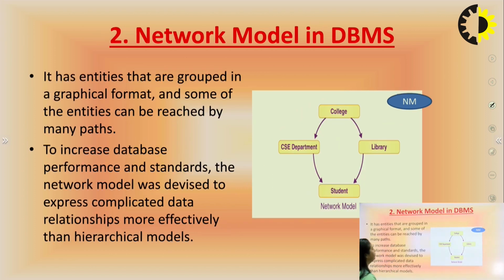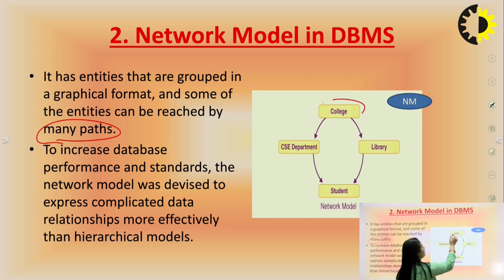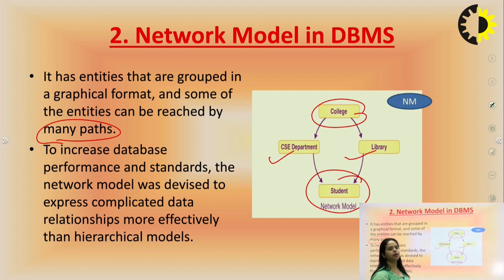Next is the network model. It has entities that are grouped in a graphical format, and some of the entities can be reached by many paths. For example, in a college we have two departments: one is the CS department, the other is the library, and both are accessed by the student. This is called the network model, where each entity is related to each other in the form of a network.